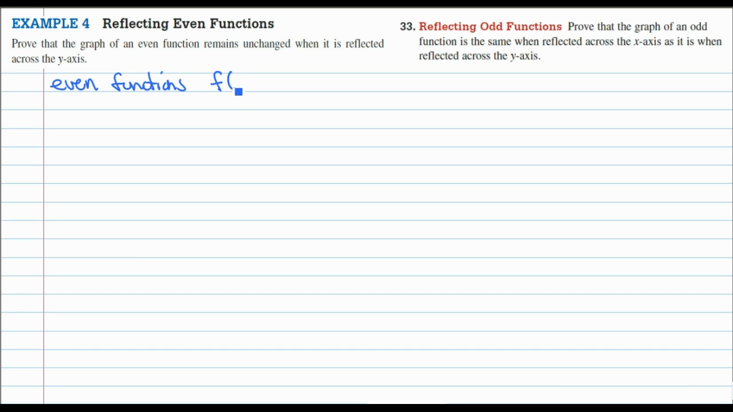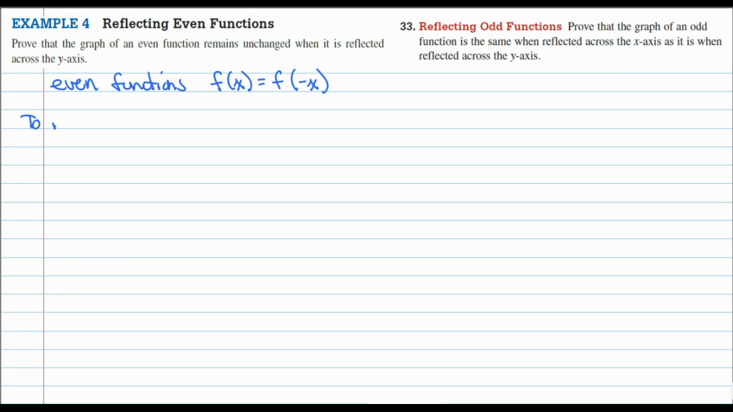means that f of x has the same output value as f of the opposite of x. Okay, so far, the definition of even functions is that f of x equals f of negative x. They have the same output regardless of whether you plug in the positive version or the negative version. So how does that relate to reflecting across the y-axis?